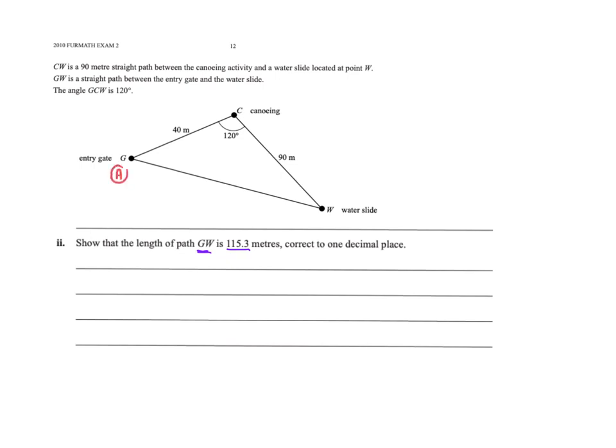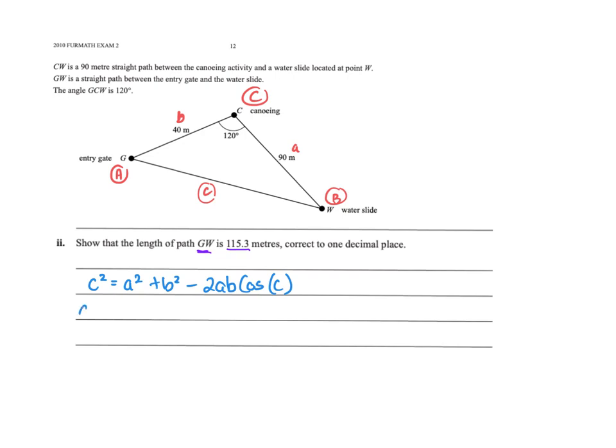So if I just label this A, B, oh, actually that one's already C. So I might call that one C and this one B. So that's little b, that's little a, and that's little c. Now they want GW, which is little c. I would write out the formula that I want to use. So I'd write c squared equals a squared plus b squared minus 2ab cos C. What they want to see is that you've put in all that.